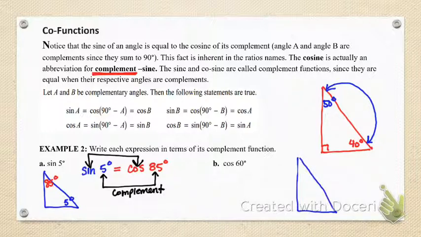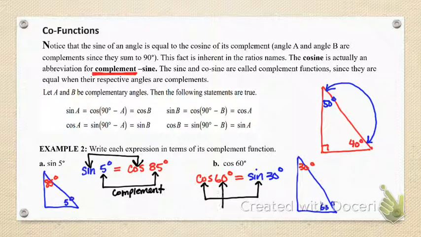Imagine we had a triangle. It had a 60-degree angle over here, and that would make this a 30-degree angle over here. So if I had a cosine of 60 degrees, that would have to be equal to a sine of the complement. So that would be a 30-degree angle, right? So these guys are complements, and these guys are complements.